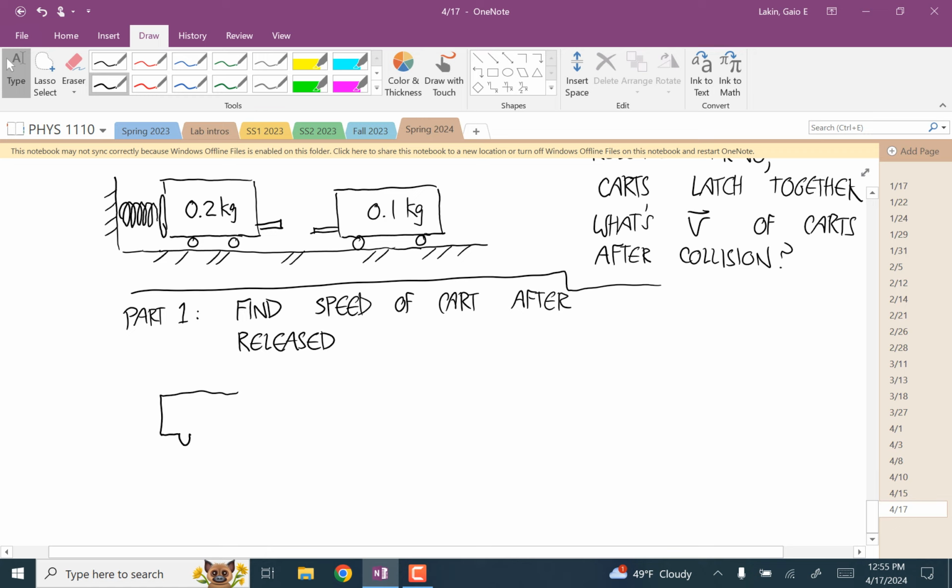Well, let's make sure that conservation of mechanical energy can be used here. We have a weight force of 0.2 times 9.81, so that's 1.962 newtons. We have a normal force N. We have a spring force Fs. So we have gravity, the spring force, and the normal force, so we can use conservation of mechanical energy.